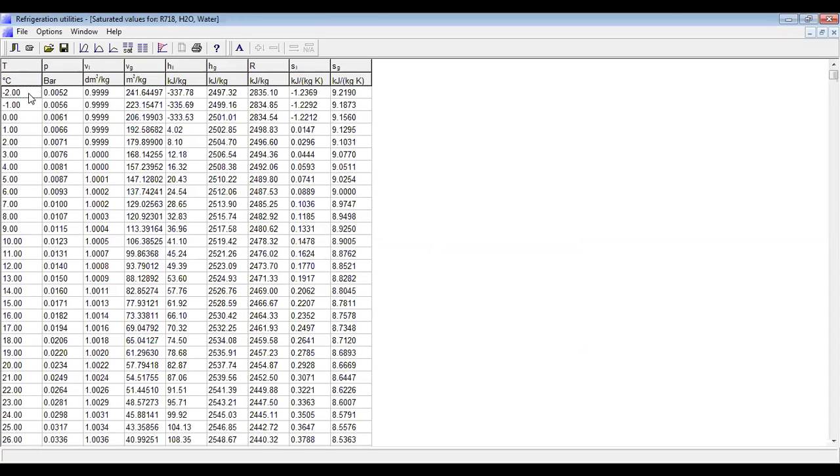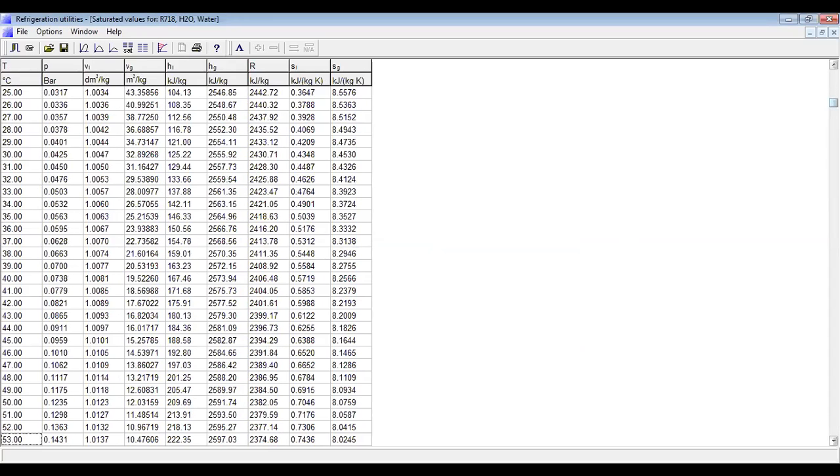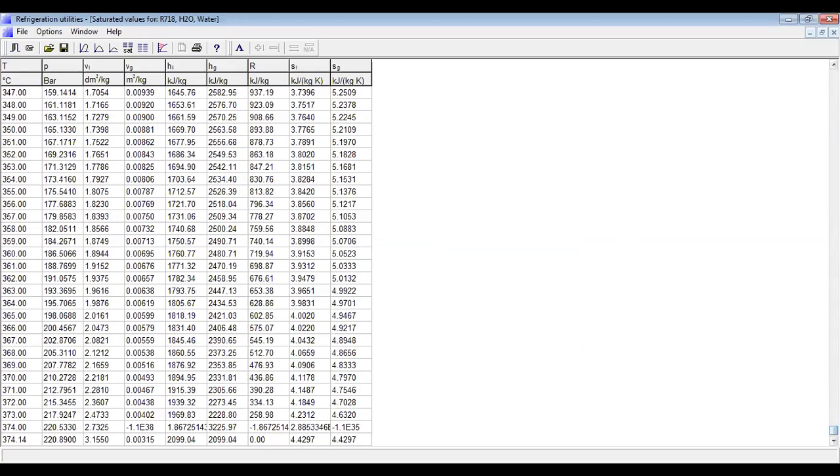You can even specify the temperatures. In power plants we are using higher temperatures, so you can see here temperature only until 374, pressure 220 bar, quite high pressure. So this is very useful. You can define your own ranges here, and you can make the screen big.